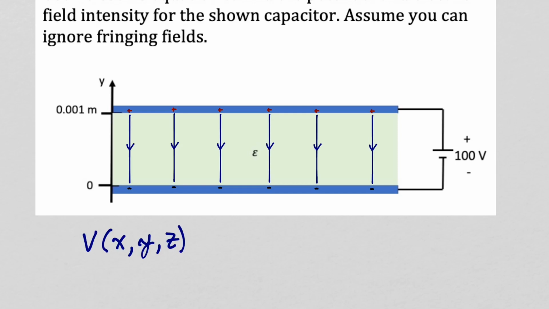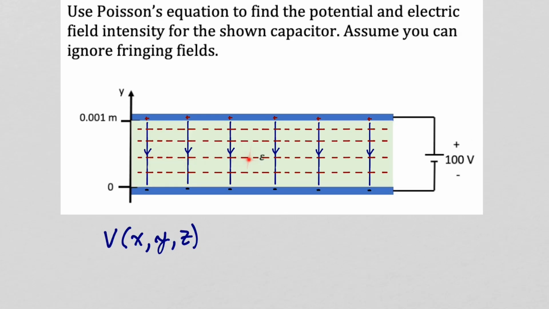These dashed lines represent equipotential surfaces. They're perpendicular to the electric field intensities, so no work is done when you move along these surfaces. So the electric potential will not depend on x or on z.